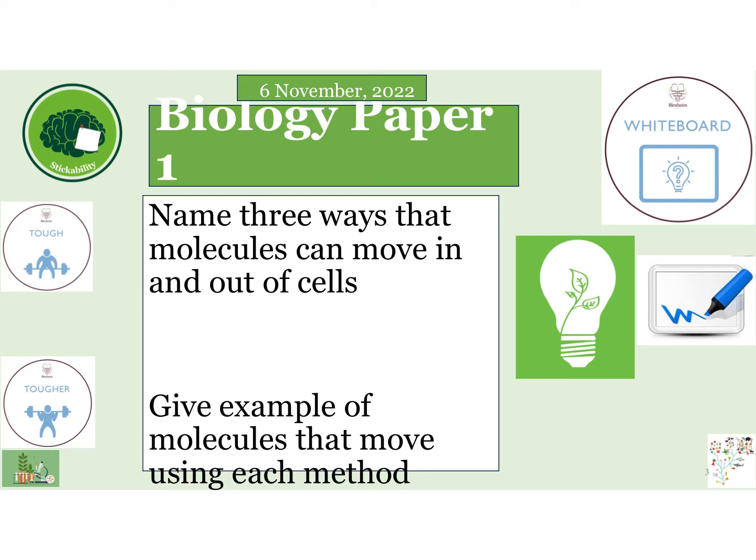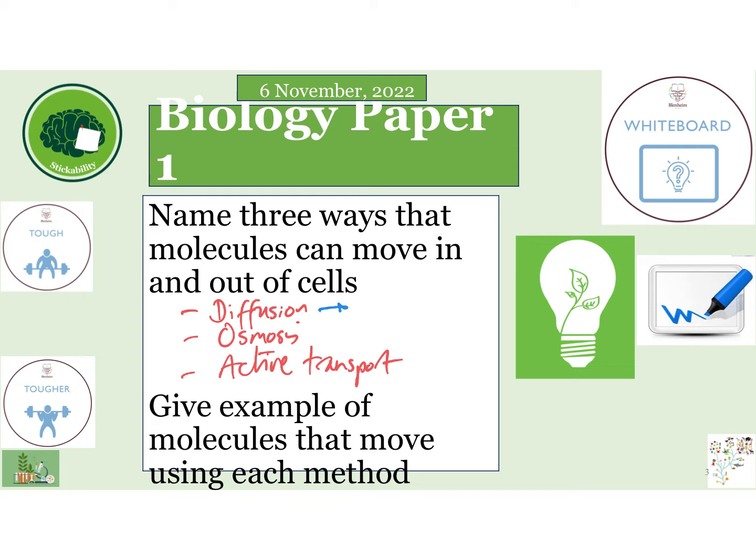So, type of questions they could give you, very simple to start, are 3 ways that molecules can move in and out of cells. The only 3 you need to be aware of are diffusion, osmosis, and active transport. So they are the only 3 they will ask you about in GCSE biology. It then could ask you to give specific examples of molecules that move by that type of movement.